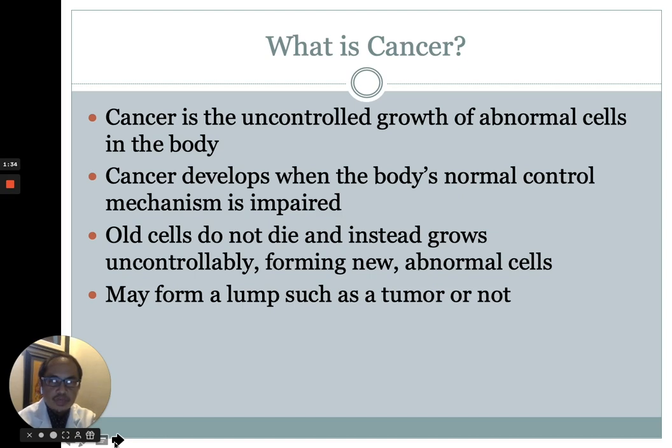Cancer develops when the body's normal control mechanism is impaired. The old cells do not die, and instead they grow uncontrollably, forming new and abnormal cells. When there is uncontrolled growth, it may form a lump, such as a tumor, or in certain instances there are no lumps, such as in leukemias, where the abnormal cells are in the blood.